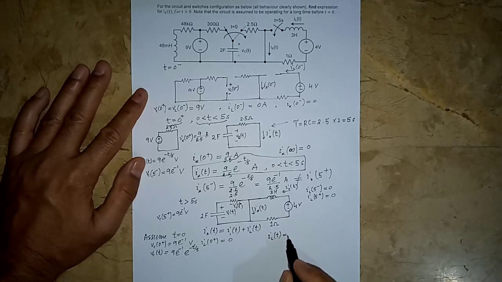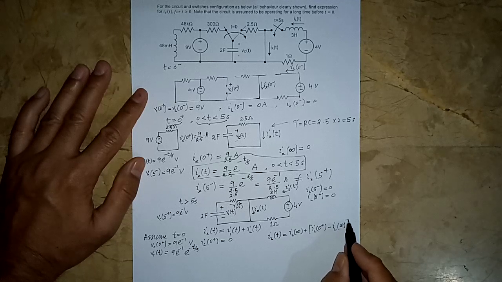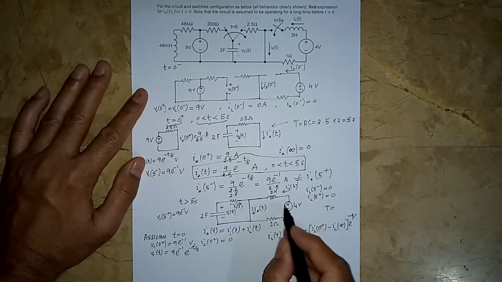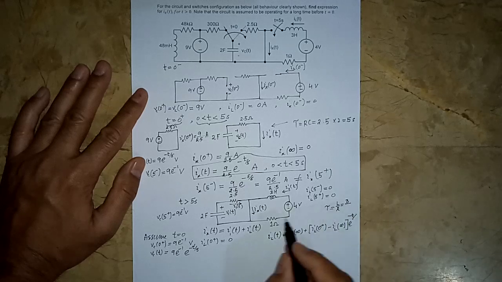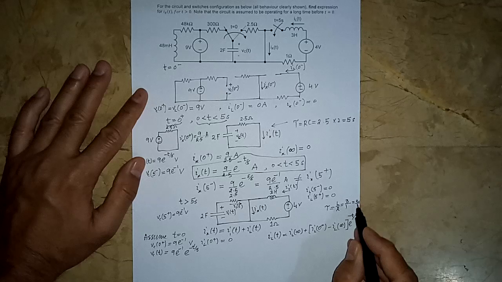So IL(t) would be IL final value plus (IL initial value minus IL final value) e raised to the power minus t, because switching we are assuming at 0, so t minus t naught. If we had not assumed 0, we would have written minus (t minus 5) here. And the tau for this part of the circuit is L over R, where L is 3 Henry and R is 1, so it is 3 seconds.